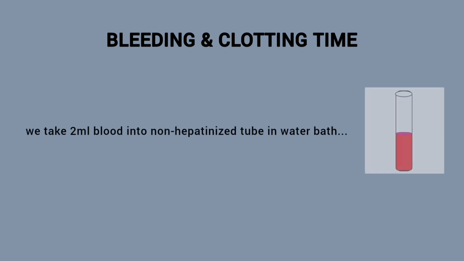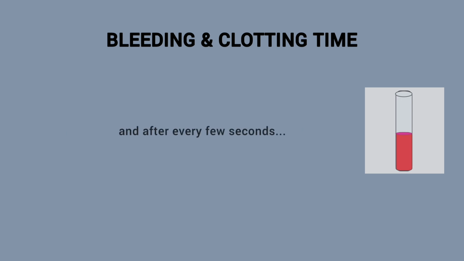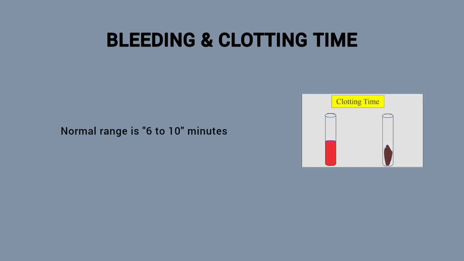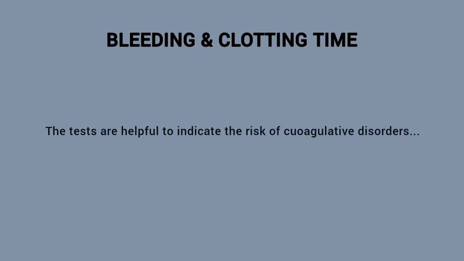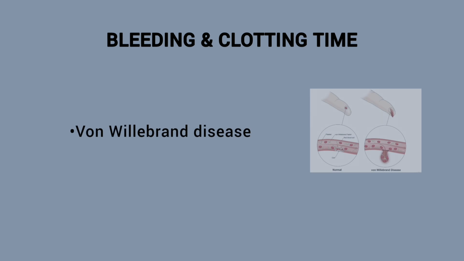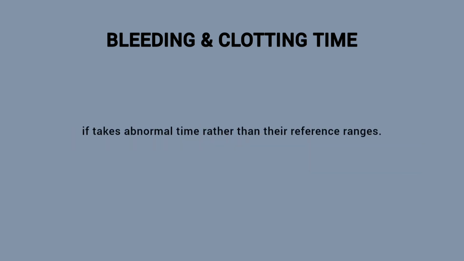For the assessment of clotting time, we take 2 ml of blood into a non-heparinized tube in a water bath, and after every few seconds it is checked whether the clot is formed or not. The normal range is 6 to 10 minutes, and the tests are helpful to indicate the risk of coagulative disorders including hemophilia and von Willebrand disease if they take abnormal time rather than their reference ranges.